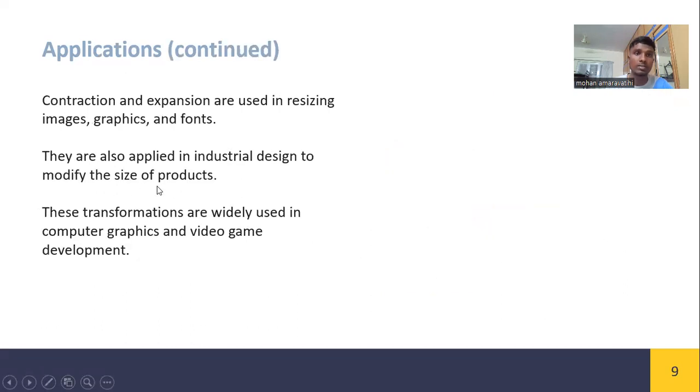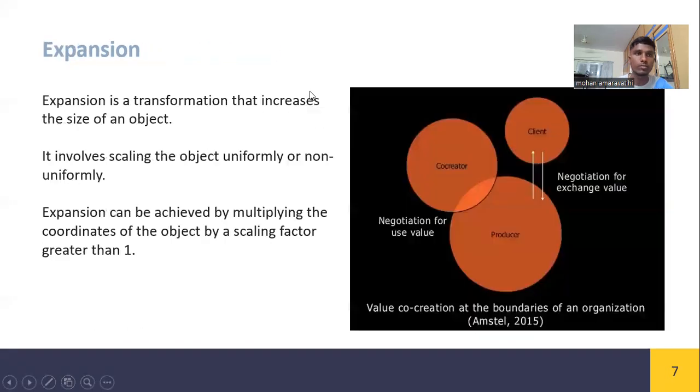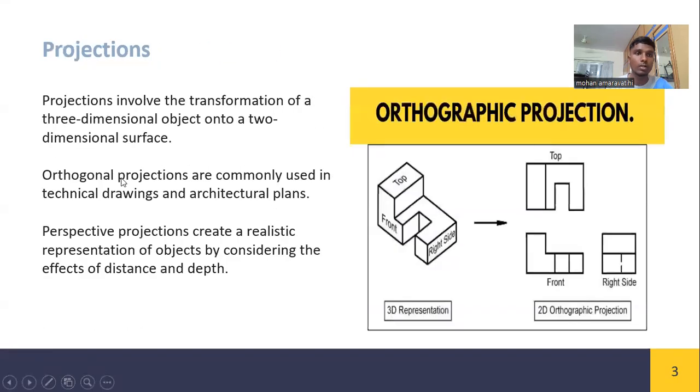Contraction and expansion are used in resizing images, graphics, and fonts. They are also applied in industrial design to modify the size of products. These transformations are widely used in computer graphics and video game development. Orthogonal projections are commonly used in technical drawings and architectural plans, while realistic representation of objects considers the effects of distance and depth, like 3D representation and 2D orthographic projection.